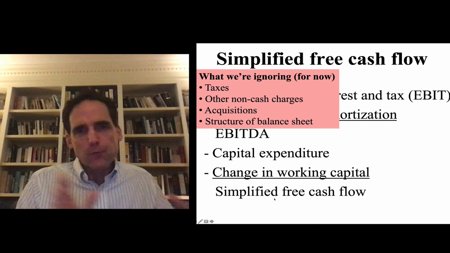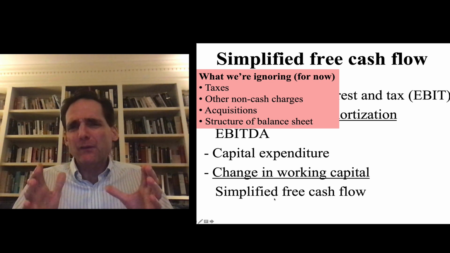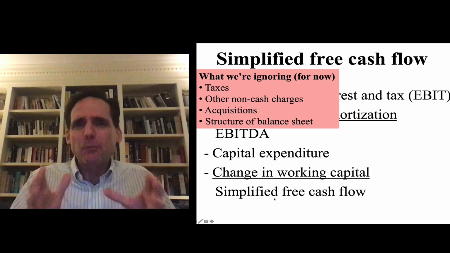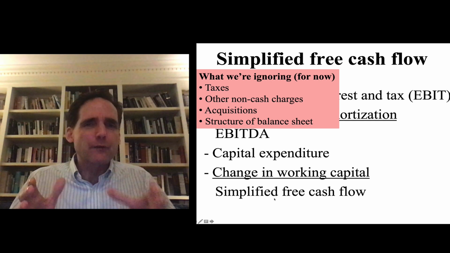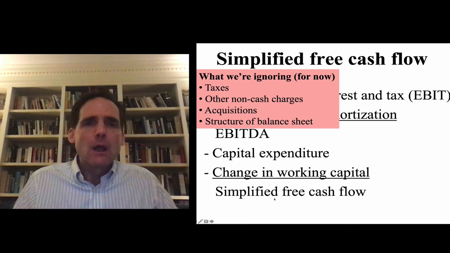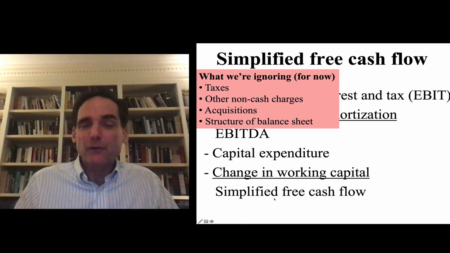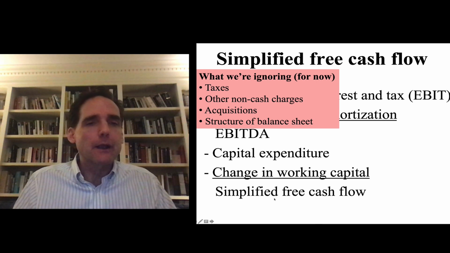We're going to ignore, for now, a few things. We're going to ignore taxes because, again, we want to focus in on how well this company is doing as an operational entity in terms of its strategy and execution of that strategy, not how it's influenced by its tax policy. We'll ignore other non-cash charges besides depreciation and amortization, some of which can be consequential, and you'll learn to incorporate those in your cash flow analysis.